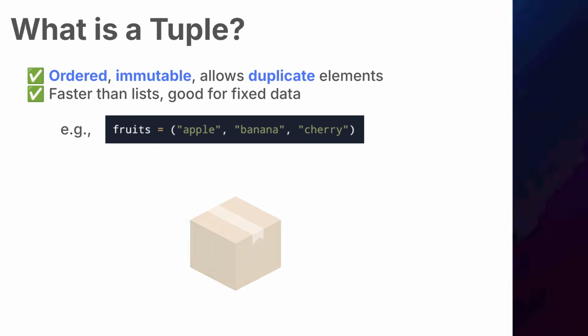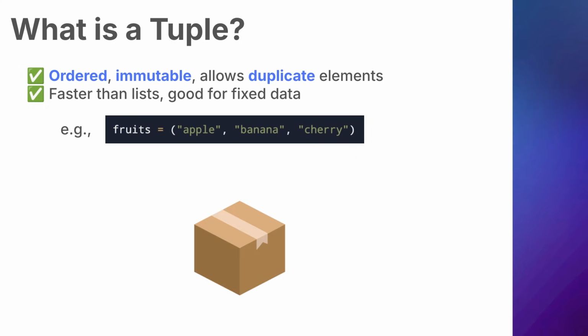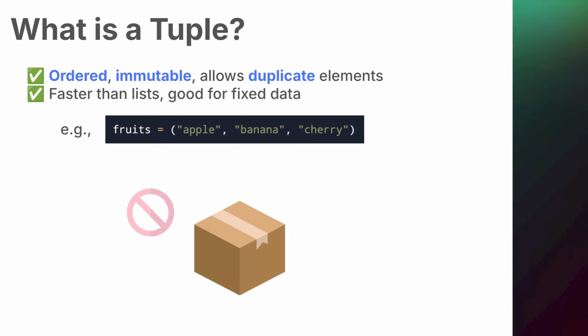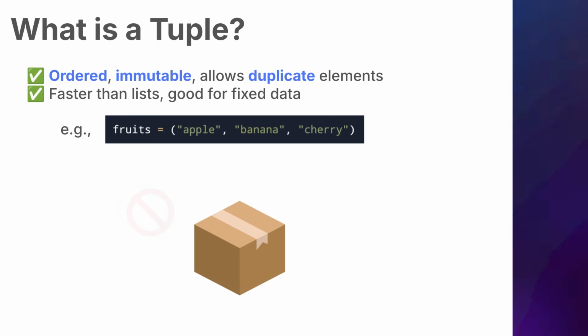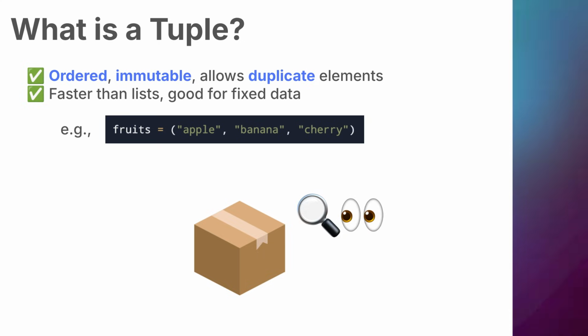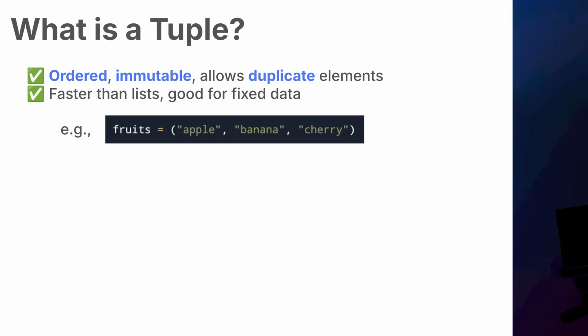Think of it like a sealed box. Imagine you pack some items into a box, like fruits, and then seal the box shut with tape. Once it's sealed, you can't open it and swap items inside. You can't add anything new. You can't take anything out, but you can still look at what's inside the box and carry it around. That's exactly how a tuple behaves in Python.